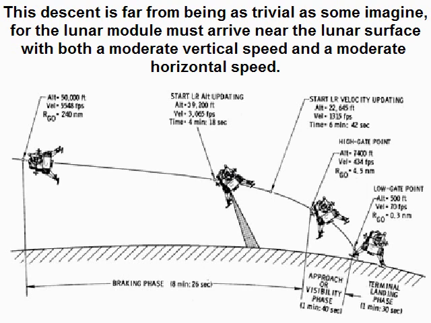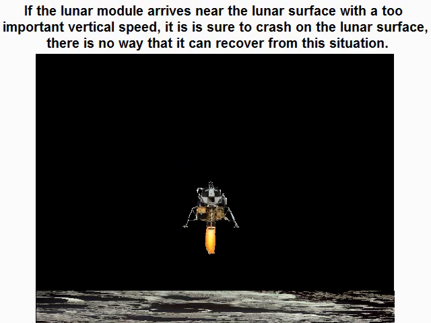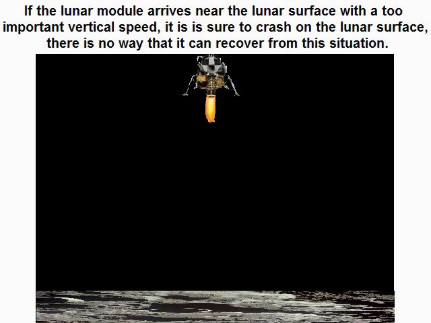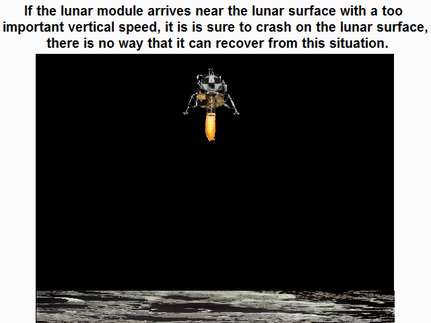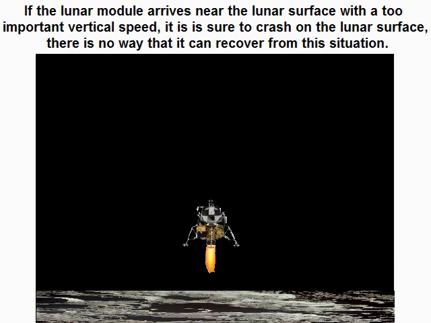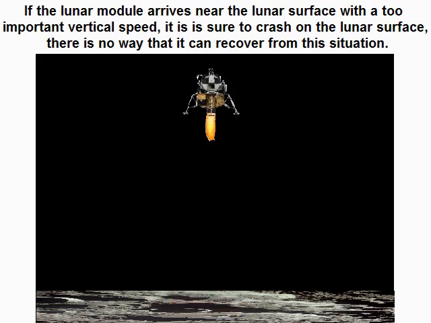This descent is far from being as trivial as some imagine, for the lunar module must arrive near the lunar surface with both a moderate vertical speed and a moderate horizontal speed. If the lunar module arrives near the lunar surface with a too important vertical speed, it is sure to crash on the lunar surface. There is no way that it can recover from this situation.